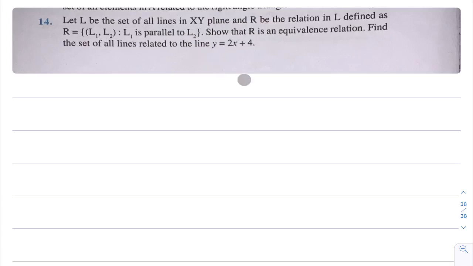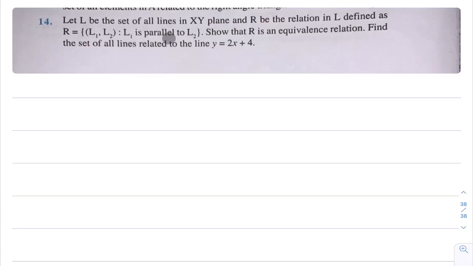I am giving this problem as homework to you, and I'll just explain a little bit how easy it is. Only thing is you need to try. For example, they are asking you to show that it is an equivalence relation. First we will show it is reflexive. You check: L1 is parallel to L1. Yes, it is reflexive. Over.